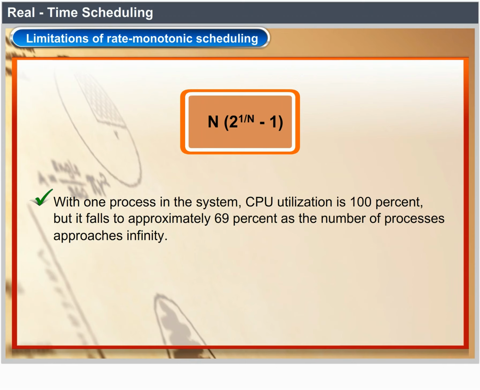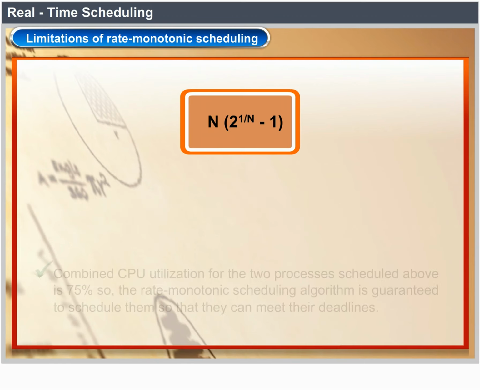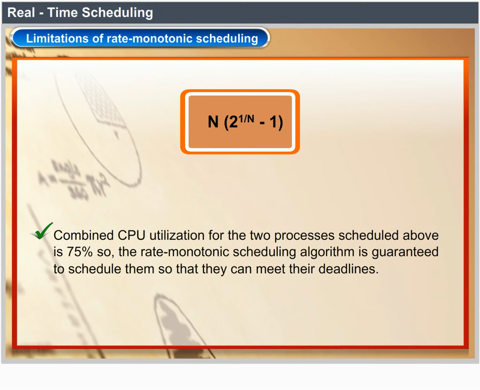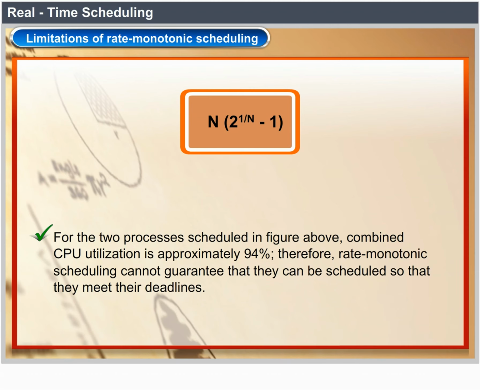With two processes, CPU utilization is bounded at about 83%. Combined CPU utilization for the two processes scheduled above is 75%. Therefore, the rate monotonic scheduling algorithm is guaranteed to schedule them so that they can meet their deadlines. For the two processes scheduled in the figure above, combined CPU utilization is approximately 94%. Therefore, rate monotonic scheduling cannot guarantee that they can be scheduled so that they meet their deadlines.